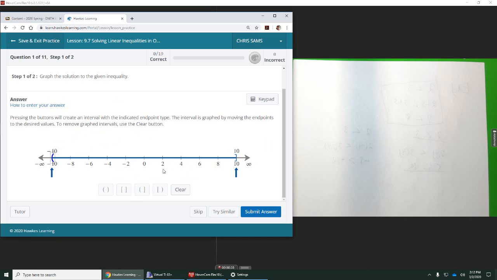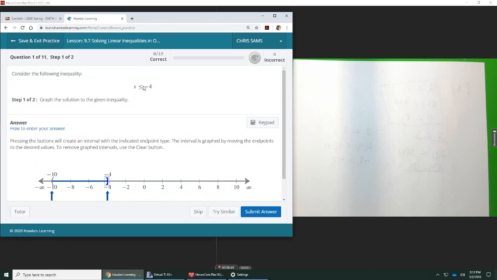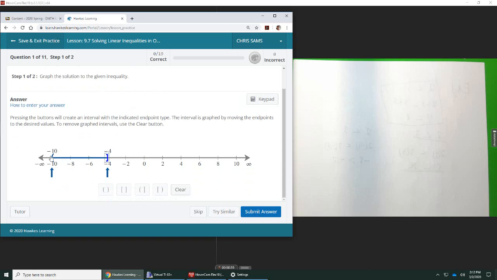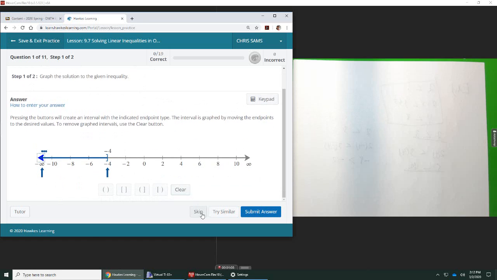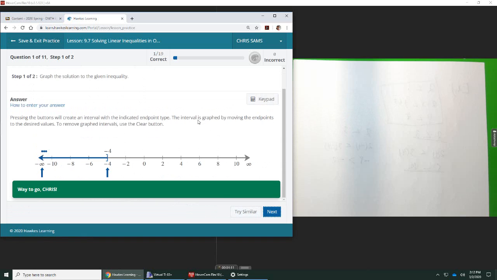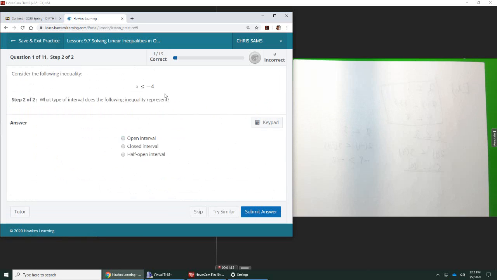So I'm going to pick the one with the bracket on the right side, and I'm going to bring it all the way down to -4. That's the endpoint. And this arrowhead, if you make sure your variable is on the left, this inequality is kind of like an arrowhead. It's going to point you in the direction that you need to go. So from here, we're going to be going all the way to the left. So this is how you want to graph it on the number line. If it was greater than, you would just go to the right side. And so that's part one of the first question.